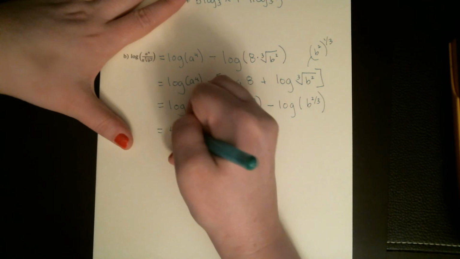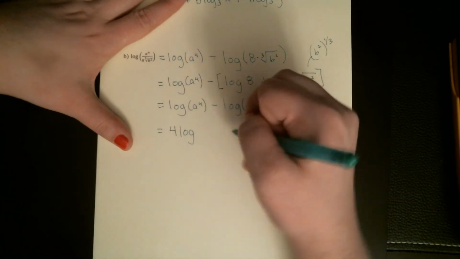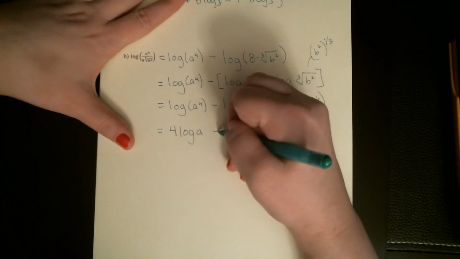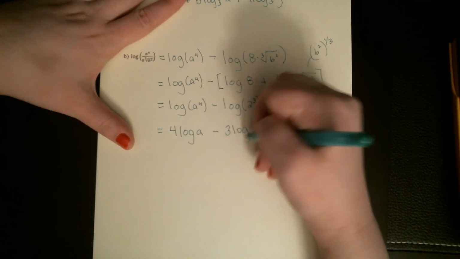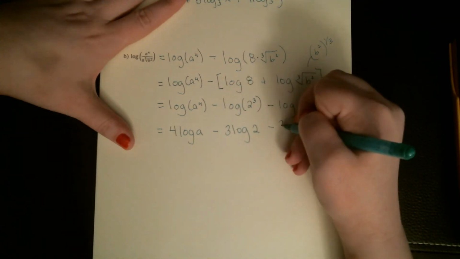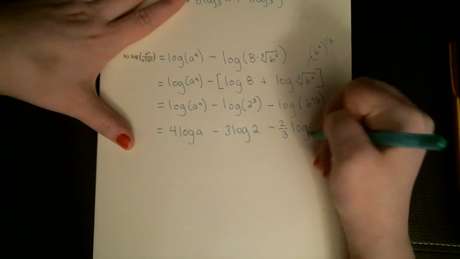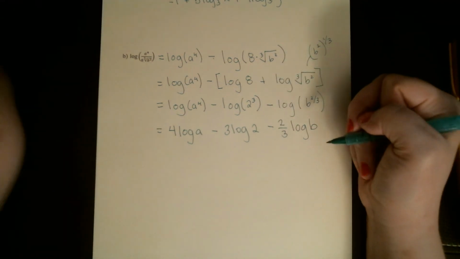And last step will be to drop those powers down to the front. So I'm going to get 4 log of a minus 3 log of 2 minus 2/3 log of b. And that's where I would quit.